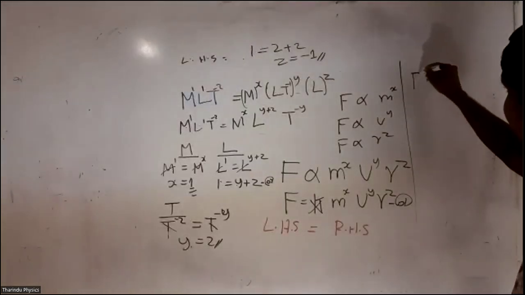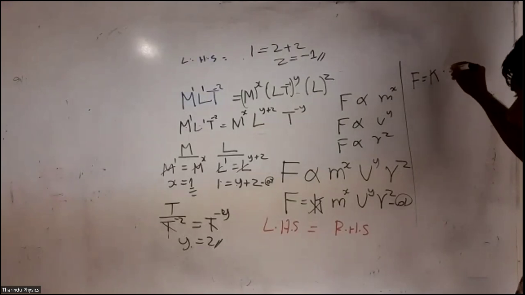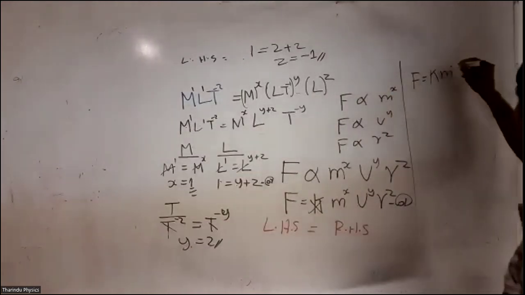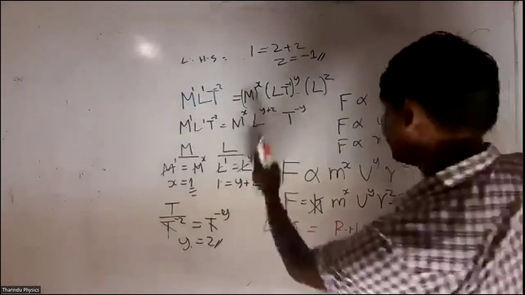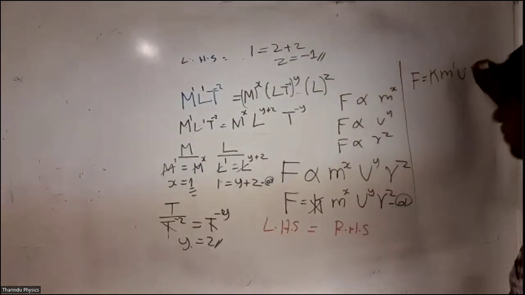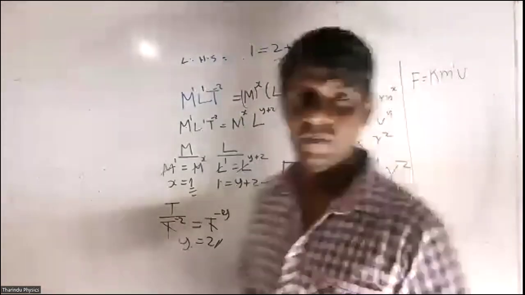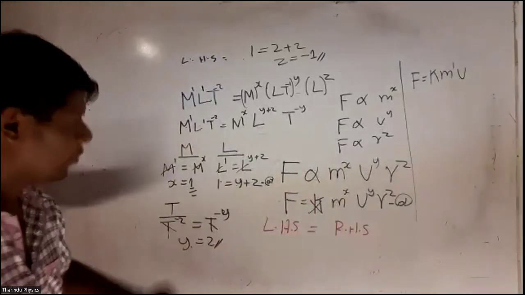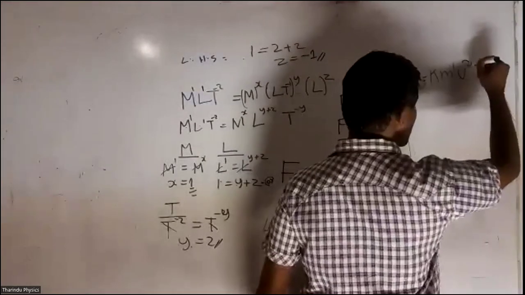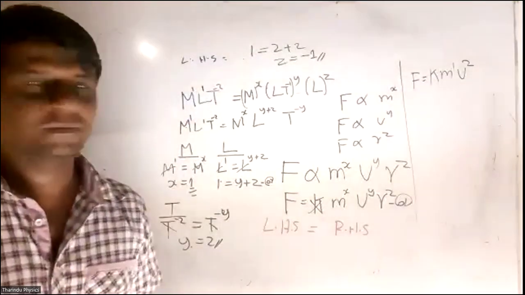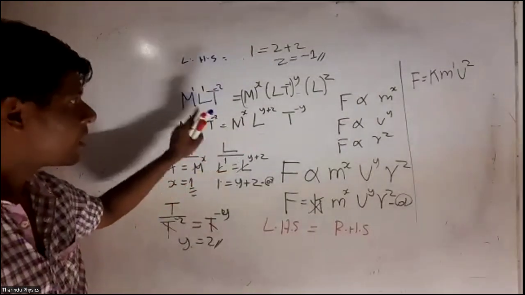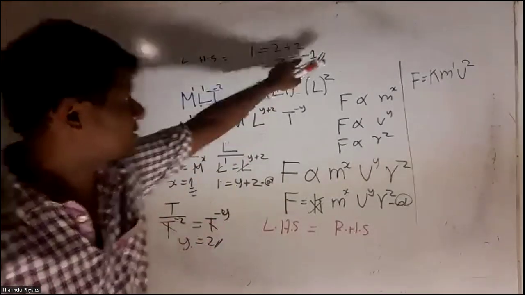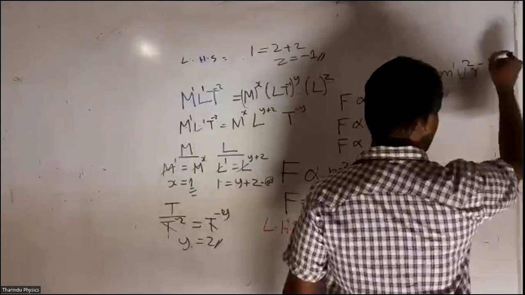Now see, F equals k m. X is, where did I find x? X is 1. And v to the power what? Y is 2. And r to the power z. Z is just minus 1. R to the power minus 1.